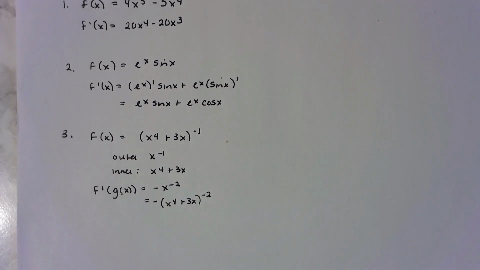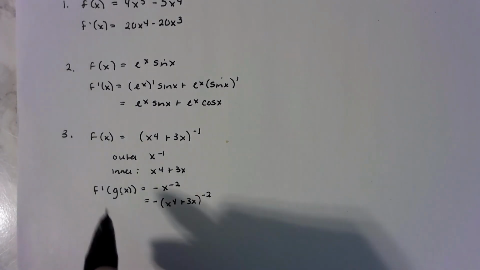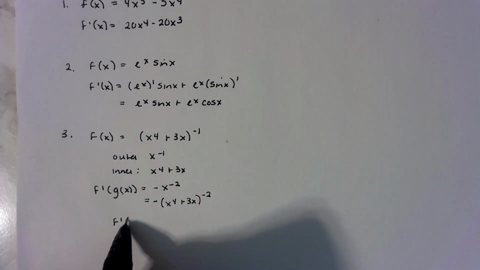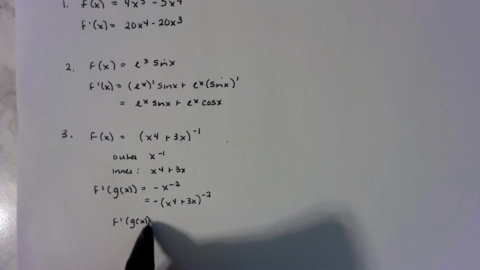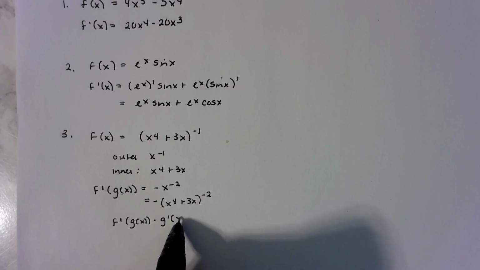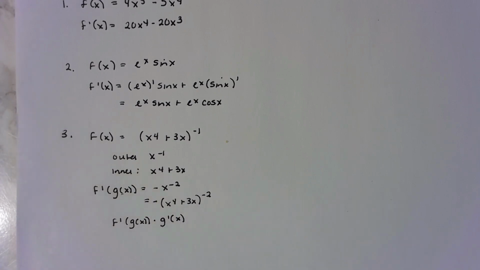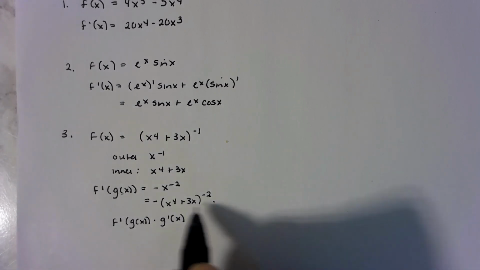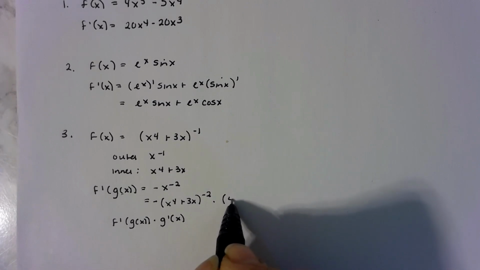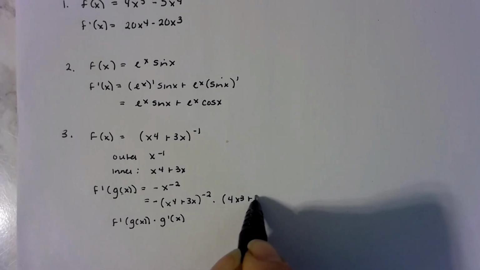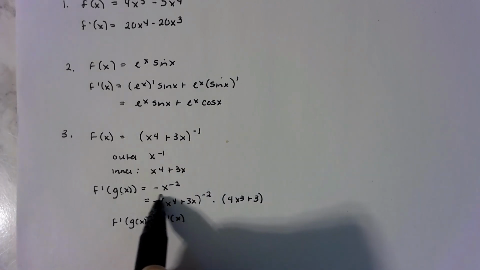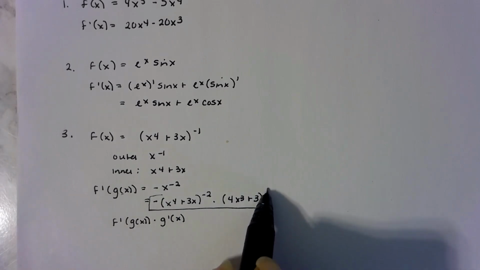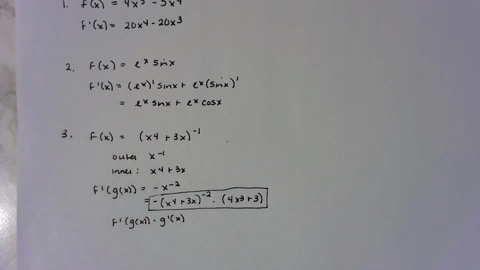And now the rest of the rule says, after you take the derivative of the outer and recompose it with the inner, you have to multiply that result by the derivative of what's inside. I haven't done that yet. So times the derivative of what's inside, which is just 4x cubed plus 3. Okay, so this would be f prime of g of x times g prime of x.